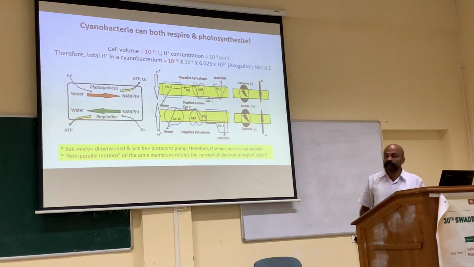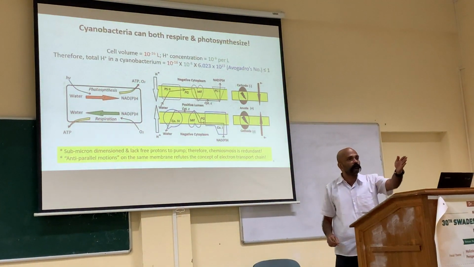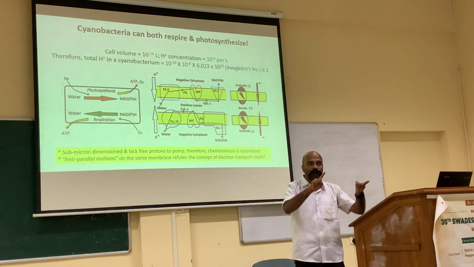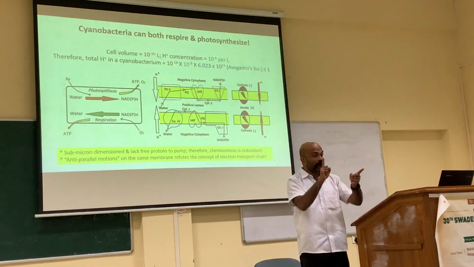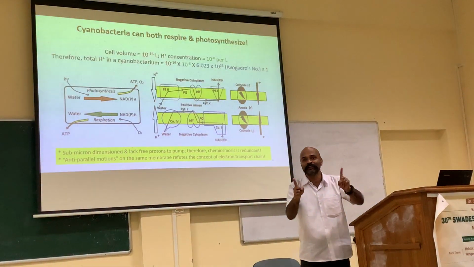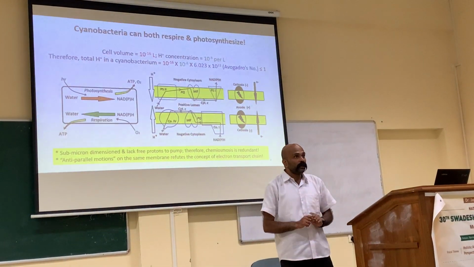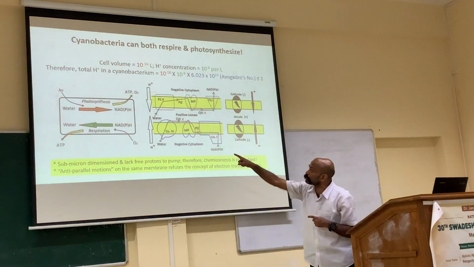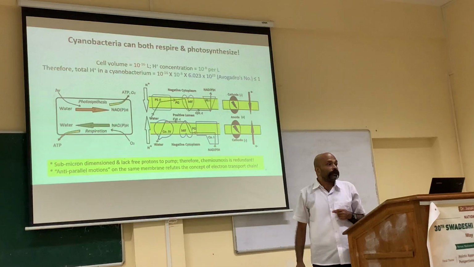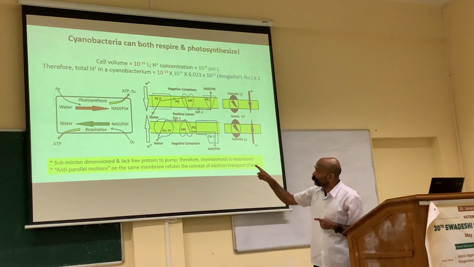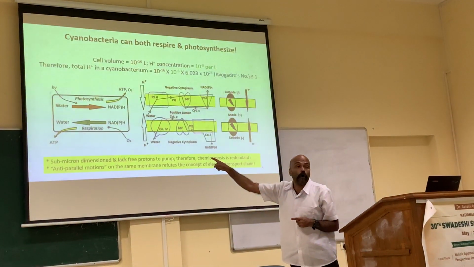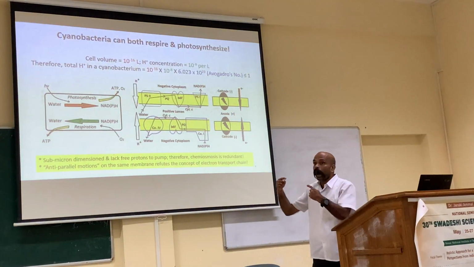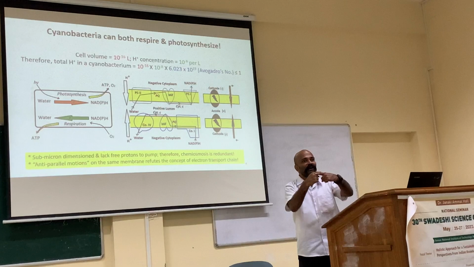Alright? And the second part is, some people are from cyanobacteria. In cyanobacteria, you have both photosynthesis and respiration going side by side. Now, imagine this. Photosynthesis is flow of electrons from water to NADPH, whereas respiration is from oxygen to water. So, how can they work side by side?